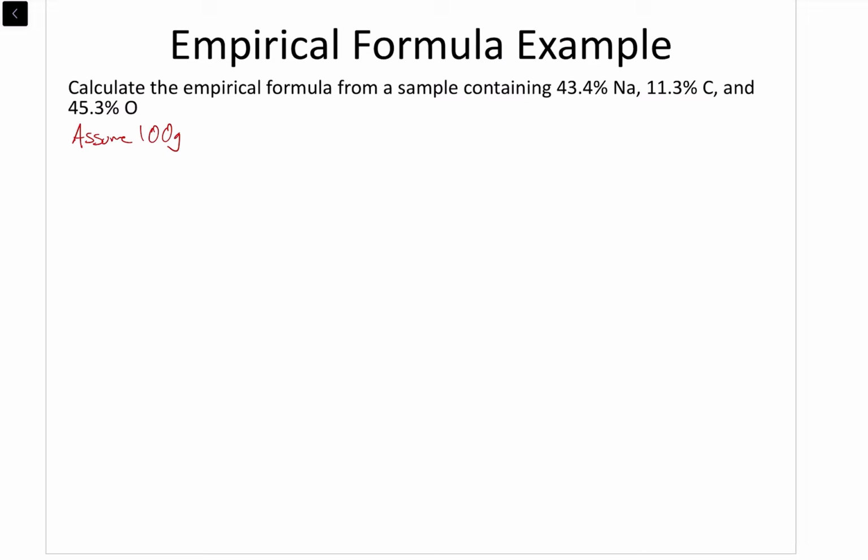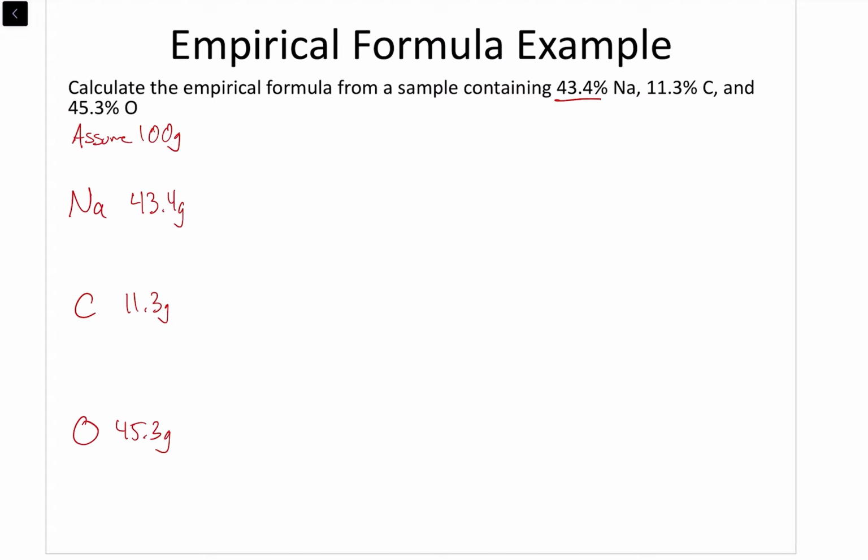So first things first, let's write out our elements. We're going to have Na, we are going to have C, and we are going to have O. All right. So now, if we assume that we have 100 grams, these percentages are just going to turn into their equivalent grams. So if you have 50% of 100 grams, that's going to turn into 50 grams. So in this case, we have 43.4% of sodium, so we have 43.4 grams of sodium, 11.3 grams of carbon, and 45.3 grams of oxygen.